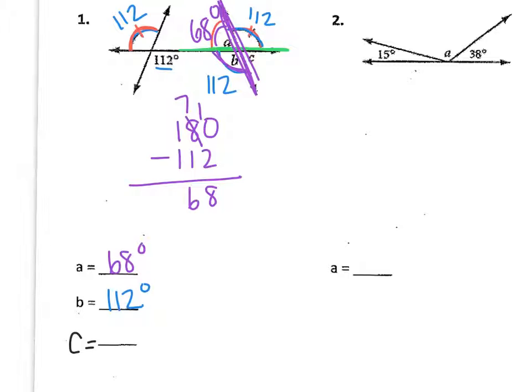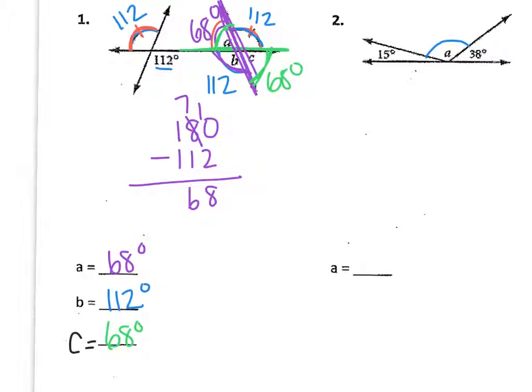And then as a final step, angle A is vertical to angle C. So if A is 68 degrees, then angle C must also be 68 degrees. So that's how you can figure those out. All right, let's take a look at number 2. In number 2, they want us to find angle A right here.